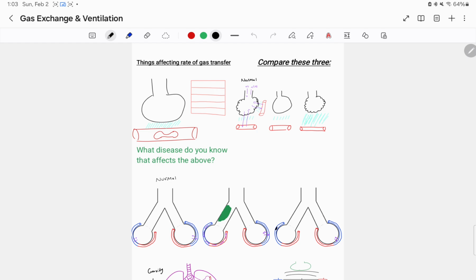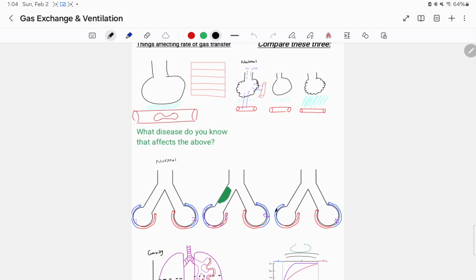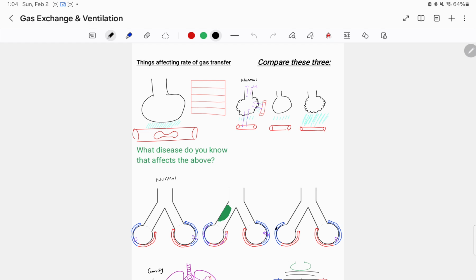So in the last video, we talked about external respiration, specifically the gas exchange portion. In this video, we're going to talk about ventilation and perfusion matching, but we're also going to touch on things that affect the rate of gas transfer, okay? And maybe incorporate a little bit about clinical disease.